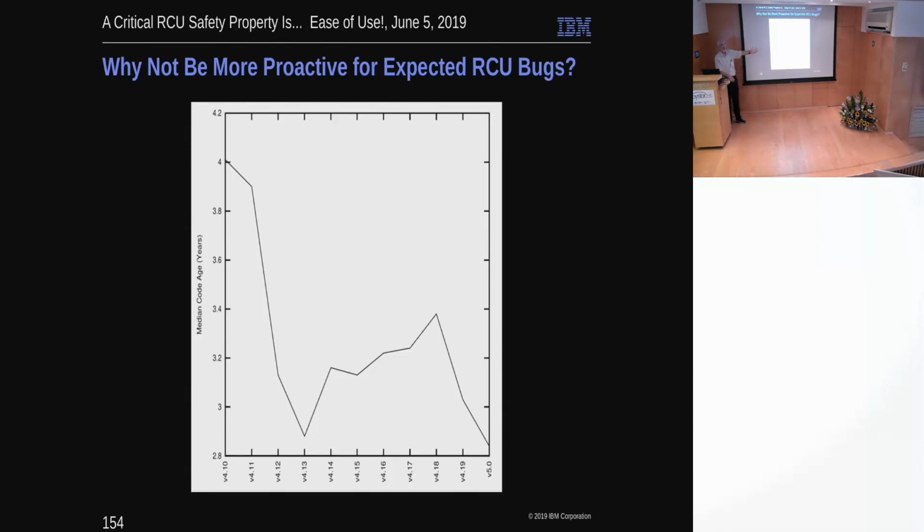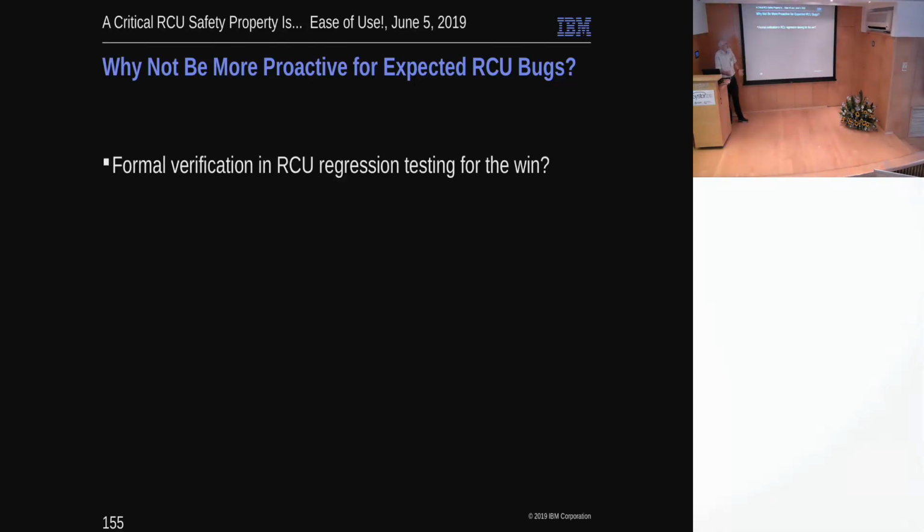You know, we just had this happen. The ages drop. I've ejected a bunch of bugs somehow. I don't know where they are yet. Can I do something now to find them instead of waiting for them to appear? Could I add formal verification to RCU's regression test suite? Let's go out there and use the power of formal verification to just find these bugs, all right?